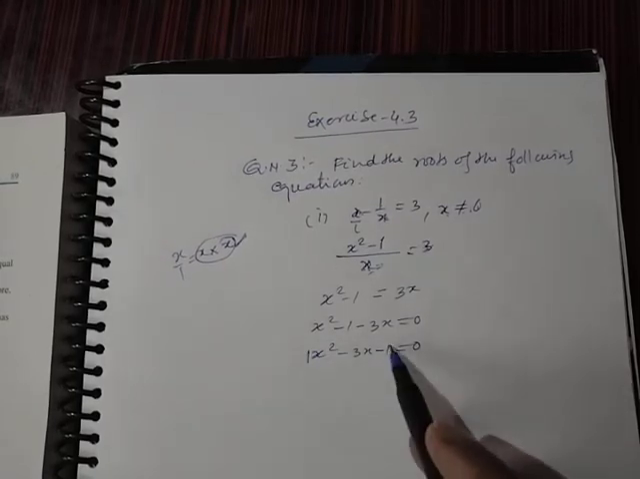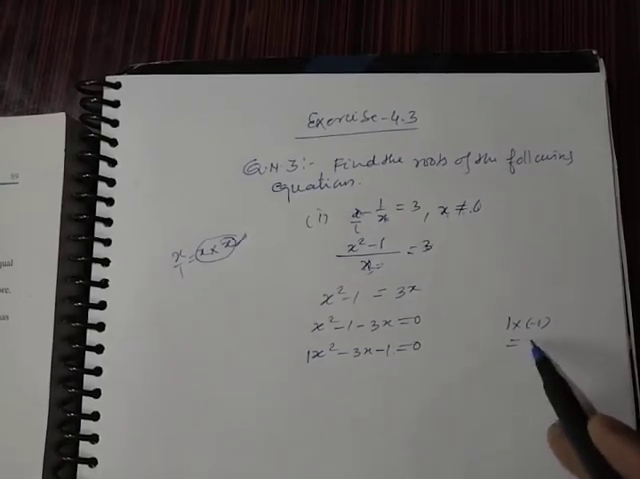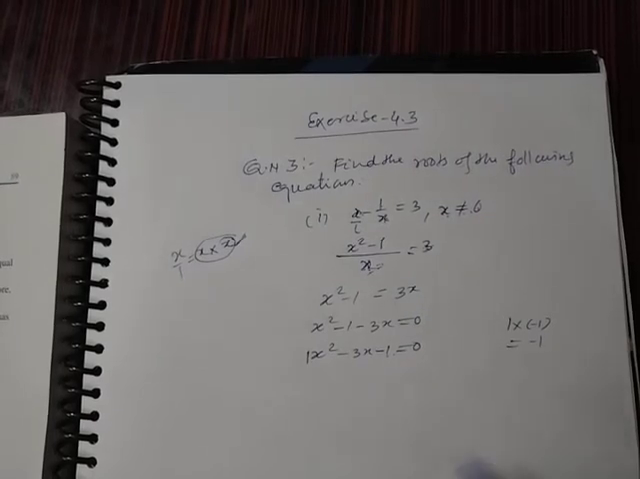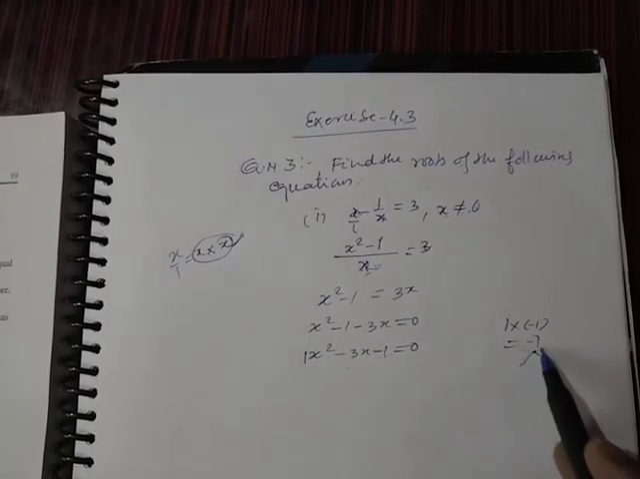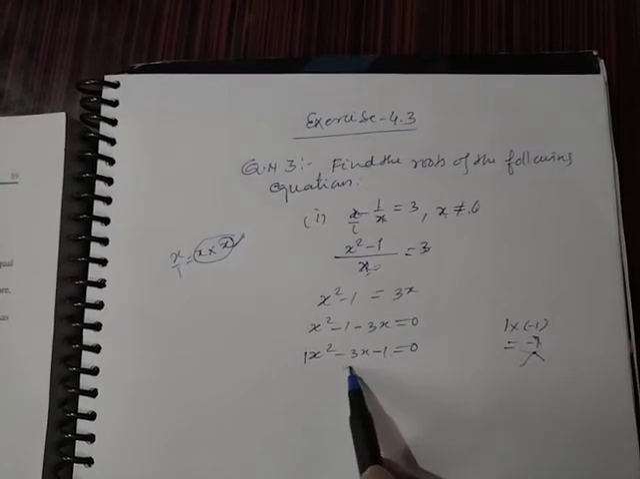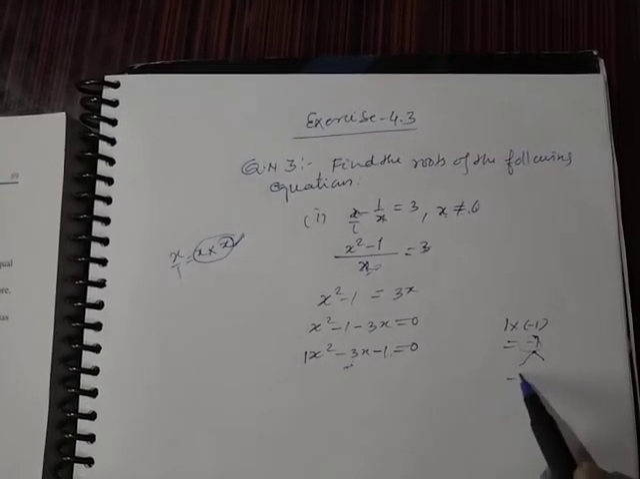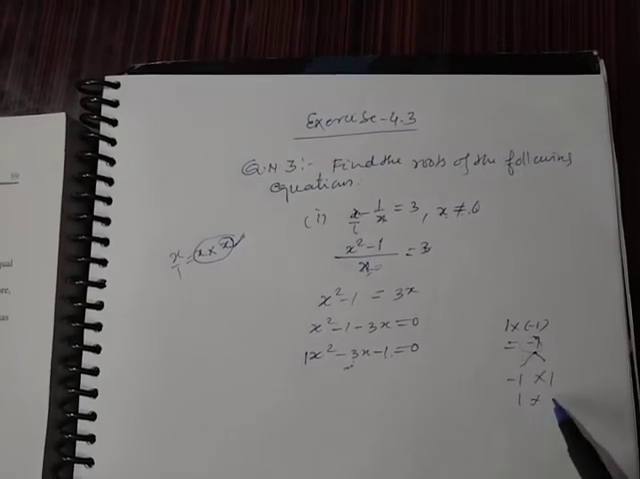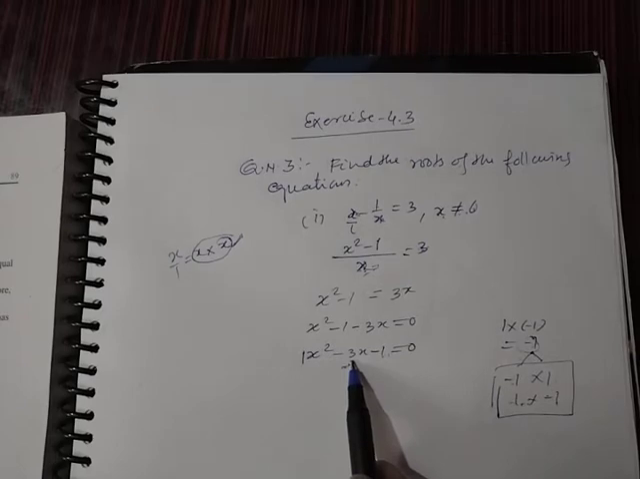The coefficient of x square is 1 and the constant is minus 1. 1 into minus 1 will give you minus 1. There is no factor of minus 1 that together gives minus 3, because its factors are only 1 into minus 1 and minus 1 into 1. Except these, no factor is there, and with these two factors you can't find minus 3. So what will you do?